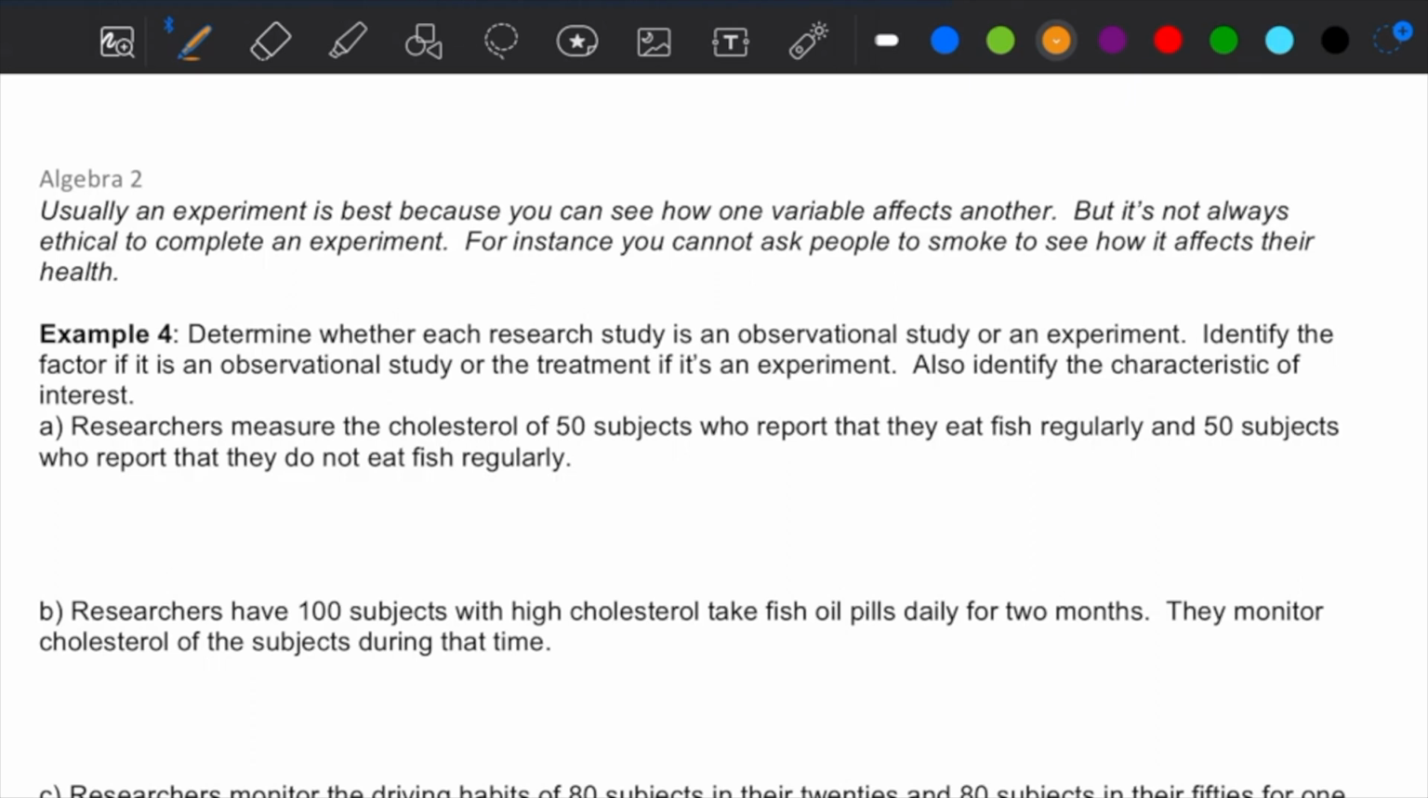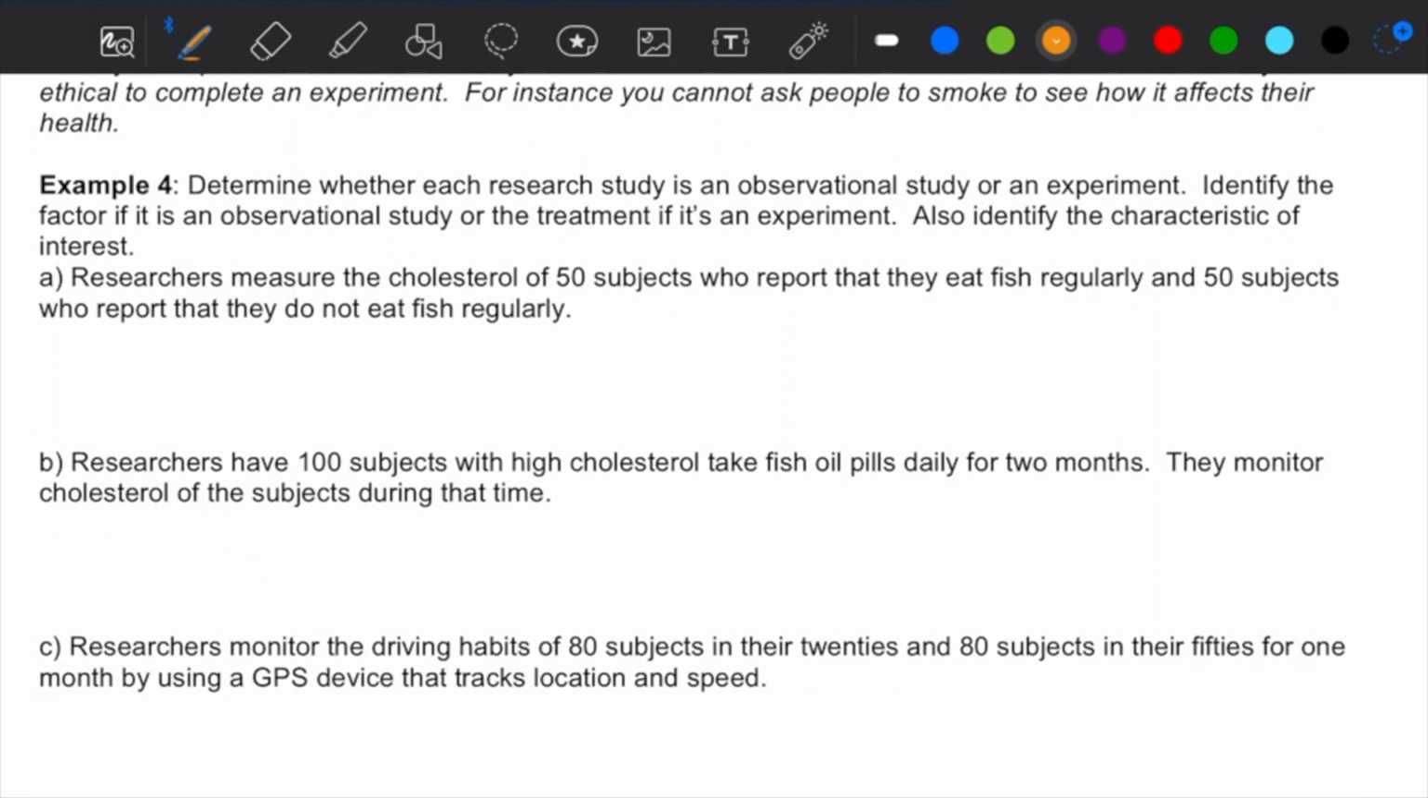So example 4, on A, B, C, we're going to determine whether the research is an observational study or an experiment. And if it's an observational study, we're going to identify the factor, and if it's an experiment, we're going to identify the treatment. And we're also going to identify the characteristic of interest regardless of which one it is.